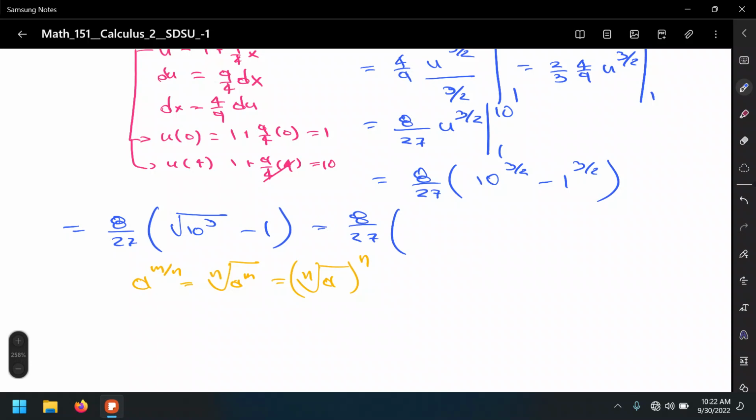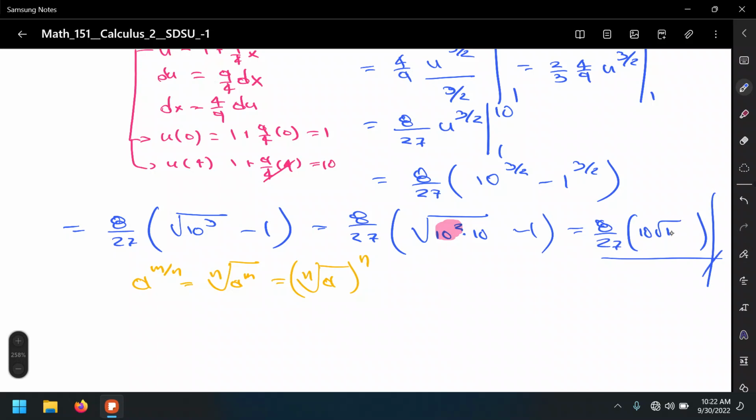Well, I'm going to break up this 10 cubed as 10 squared times 10. That's going to take us back to 10 cubed. And then minus 1. In this case, let me highlight the perfect square. So let's find the square root of the perfect square. That's going to go outside of the radical as a 10. So 8 over 27 times 10 root of 10 minus 1, which is the final answer.